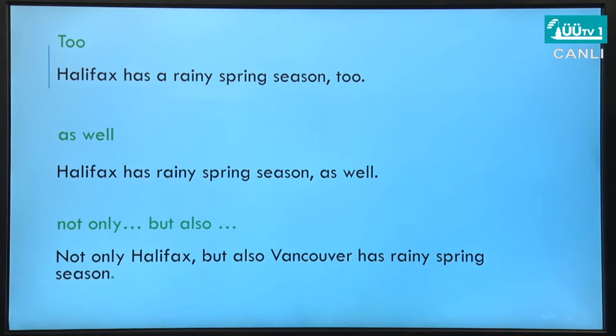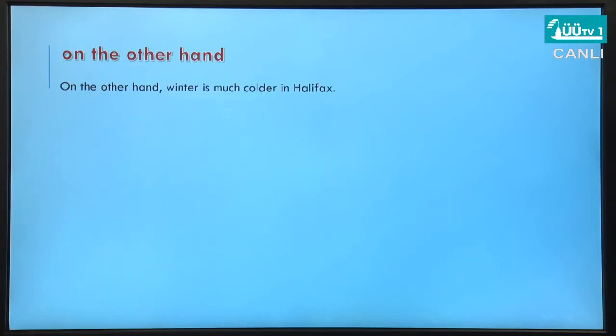Not only, but also. Not only Halifax, but also Vancouver has a rainy spring season. Again, a similarity. We are talking about their similarity, right? Now let's talk about contrast.